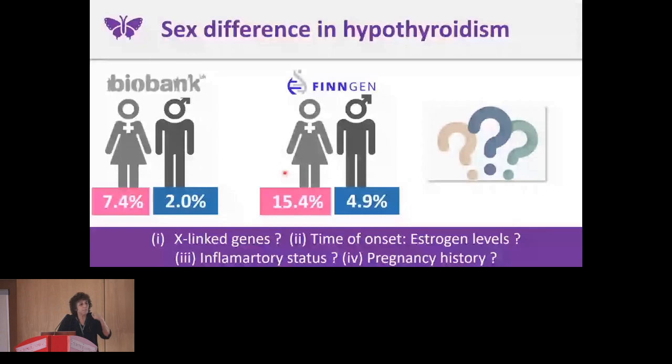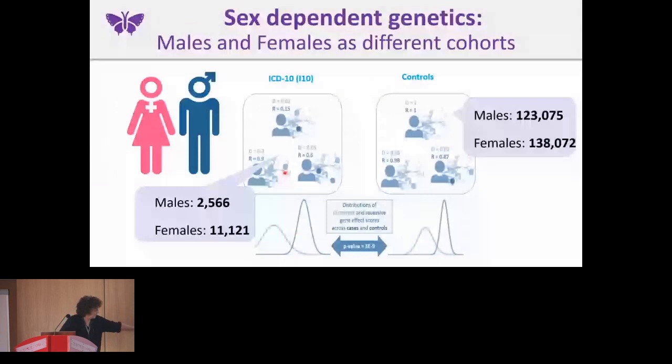We are now using PWAS, but separately for male and female. When we do this, this is the number of males and the number of females. You know the difference I already mentioned. And this is the control, as you can see, about half and half.